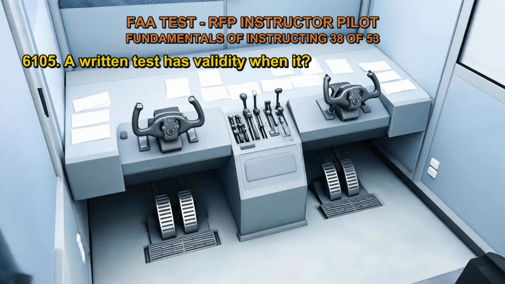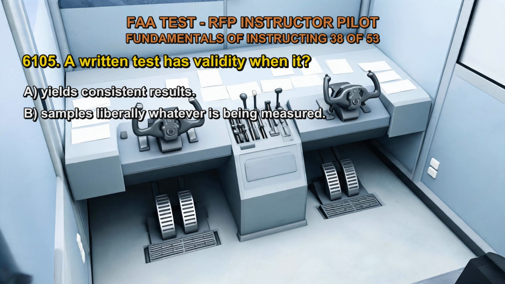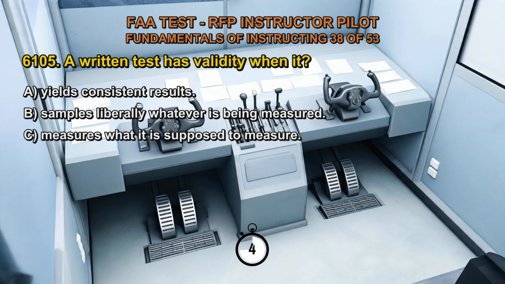Q6105. A written test has validity when it A. Yields consistent results. B. Samples liberally whatever is being measured. C. Measures what it is supposed to measure. The correct answer is C.